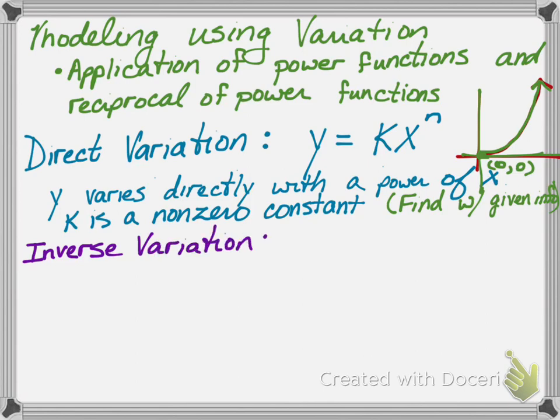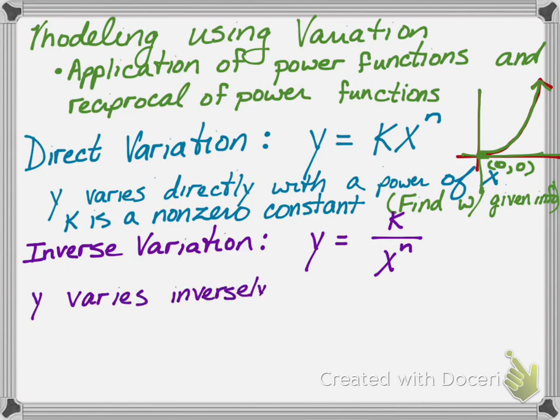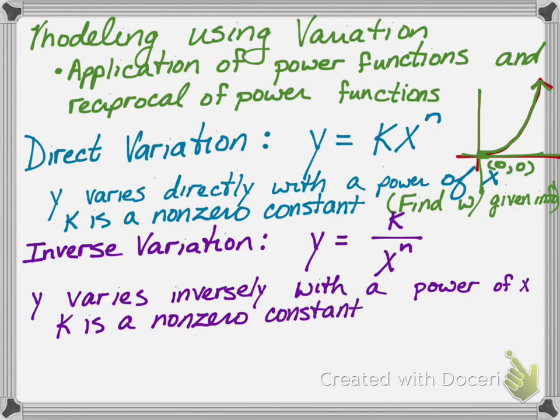Inverse variation is y equals k divided by x to the n. So here we have the reciprocal of the power function. So we say y varies inversely with the power of x. And again, k is a non-zero constant. And if we wanted to draw the graph, reciprocal power functions when x is positive look like this.